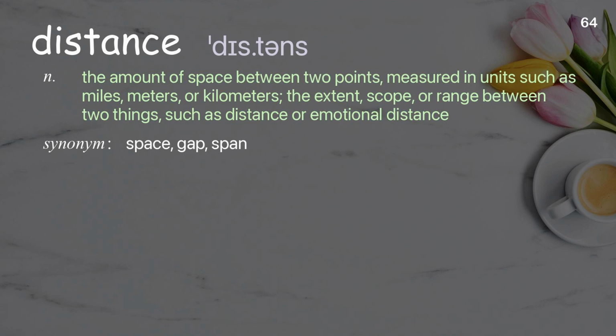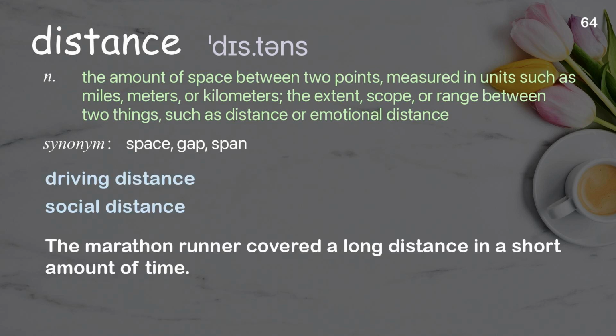Distance. The amount of space between 2 points, measured in units such as miles, meters, or kilometers, the extent, scope, or range between two things, such as distance or emotional distance. Examples: Driving distance. Social distance. The marathon runner covered a long distance in a short amount of time.